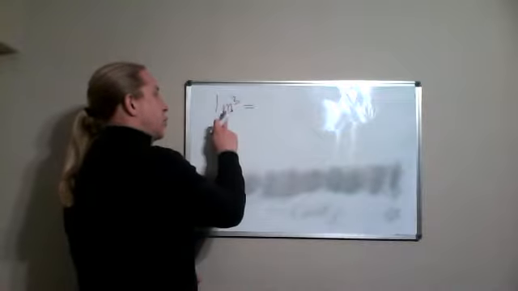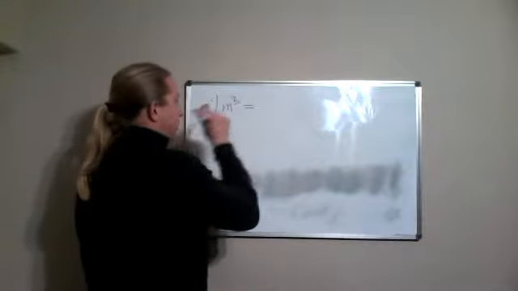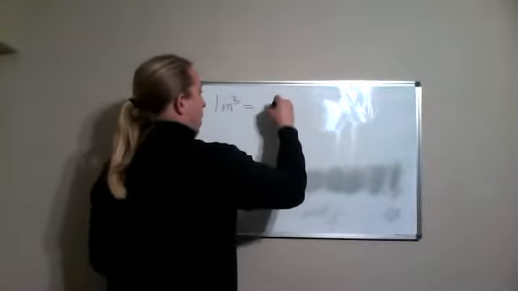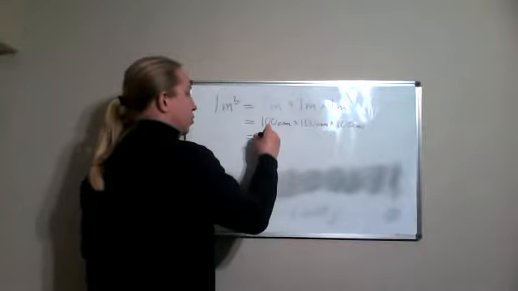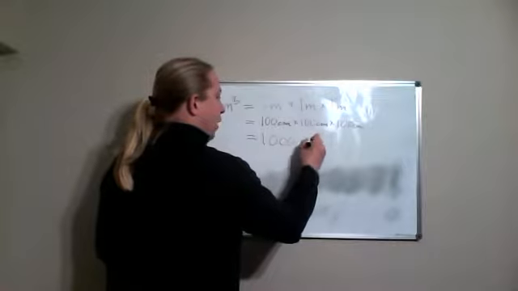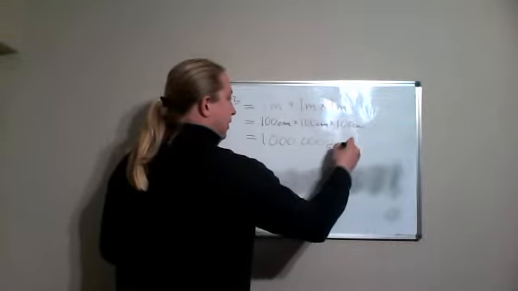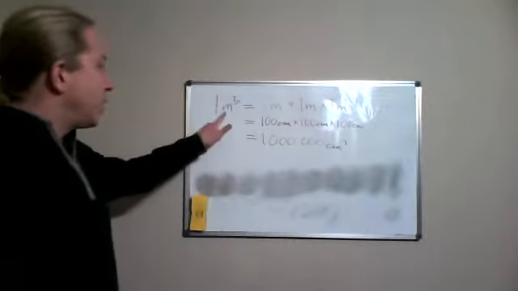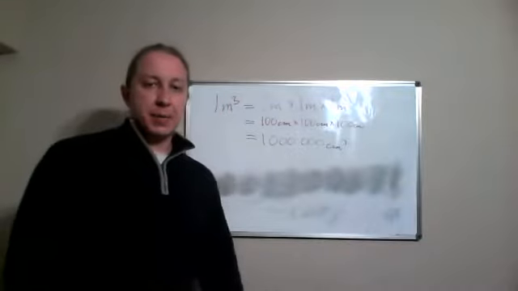Okay, how do we do that? Well, remember, 1 meter cubed is 1 meter times 1 meter times 1 meter. Okay, but we also know that 1 meter has 100 centimeters. So 100 centimeters times 100 centimeters times 100 centimeters equals 1. How many zeros? 6 zeros. 1, 2, 3. 1, 2, 3. Centimeters cubed. All right, so 1 meter cubed is actually 1,000,000 centimeters cubed.